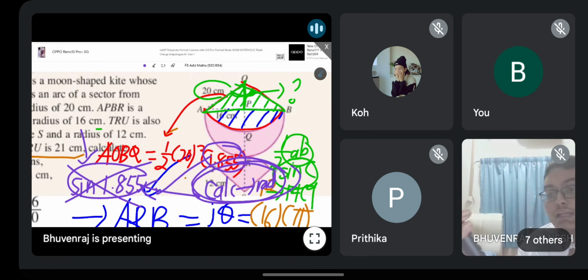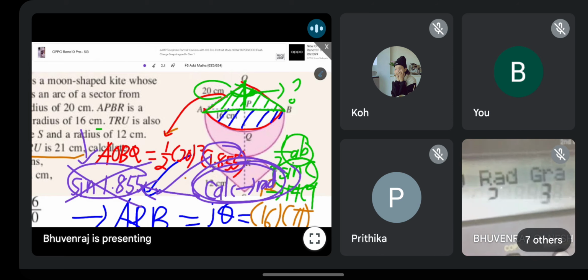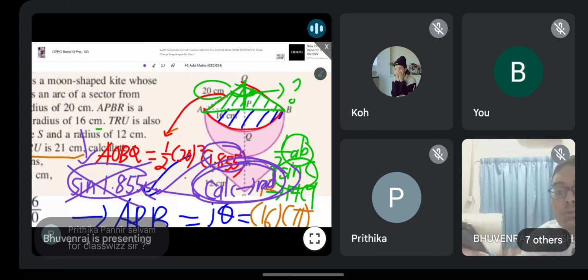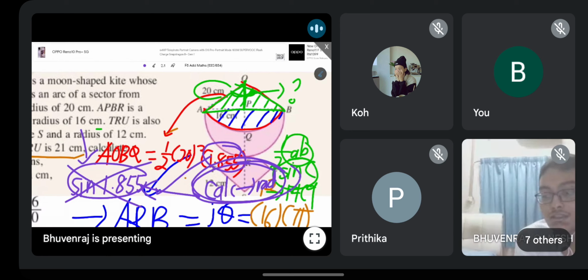Press your mode 4 times. Okay, you will get this one. Can you all see? Okay, so guys, can you see the word RAD? RAD is number 2. I don't have ClassWiz, I got FX570MS only. So you press number 2, you will see radian. The symbol R appears on top here.